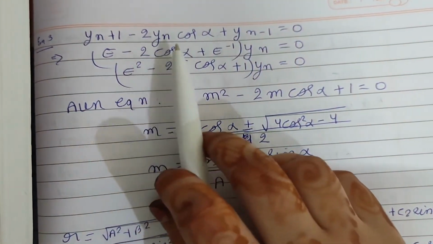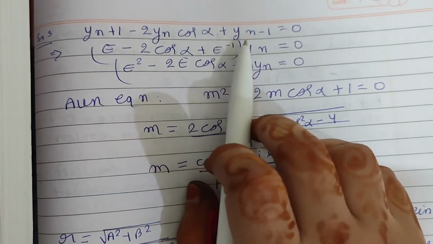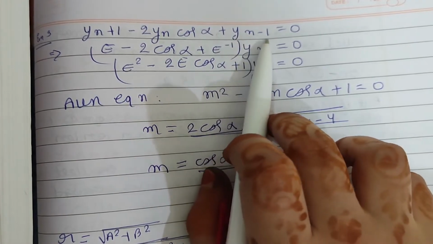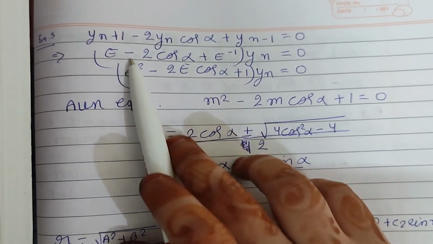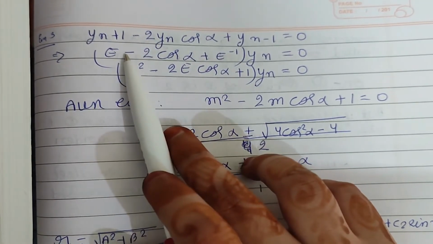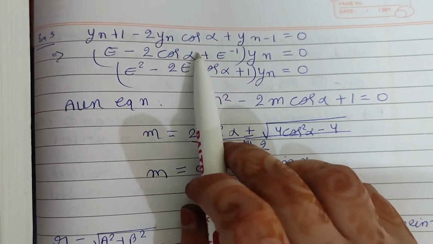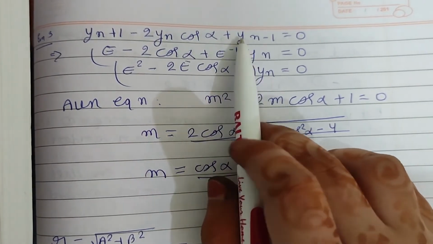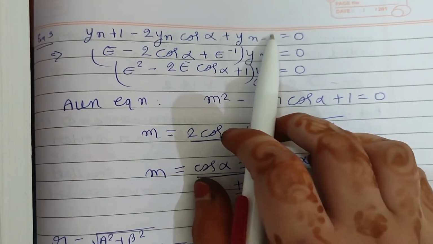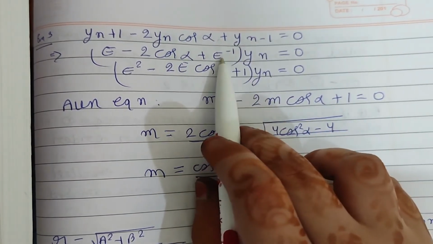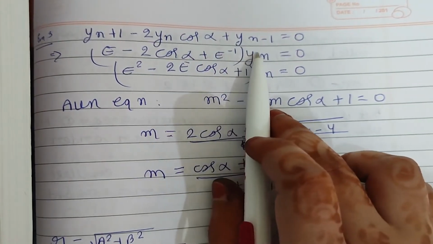So given y(n+1) minus 2yn cos alpha, sorry, cos alpha n, plus y(n-1) equals 0. So you write, in place of y(n+1), E, then 2 cos alpha, then again, and in place of y(n-1) you write E inverse, yeah, because 1 power is reduced here, so you write E inverse here. Now yn is common.